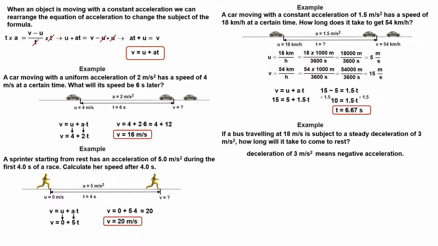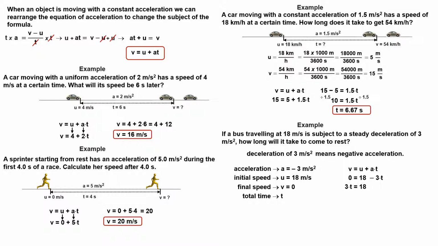Deceleration of 3 meters per second squared means negative acceleration. So the acceleration in this case is minus 3. Take the formula and substitute the values given in the question. Remember, at rest, we know the speed is zero.